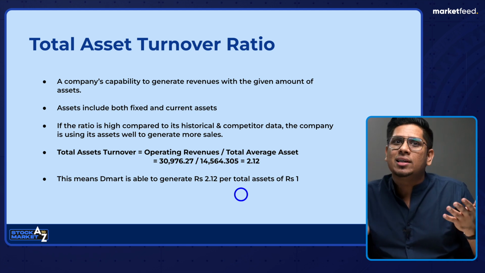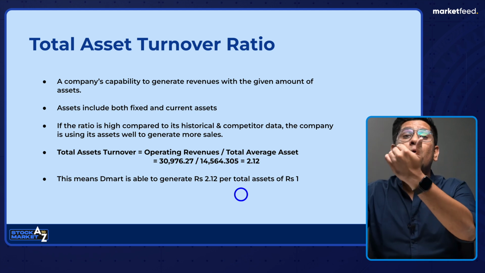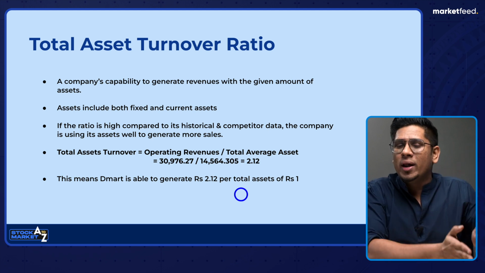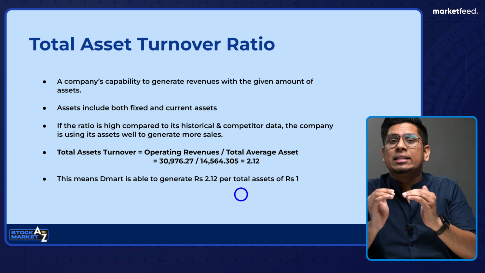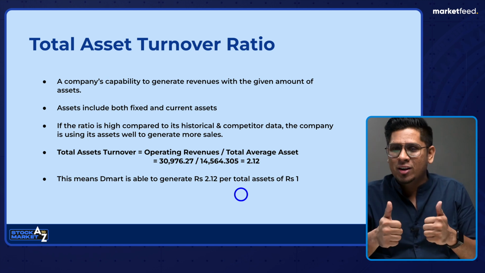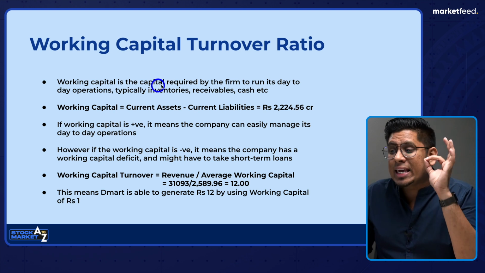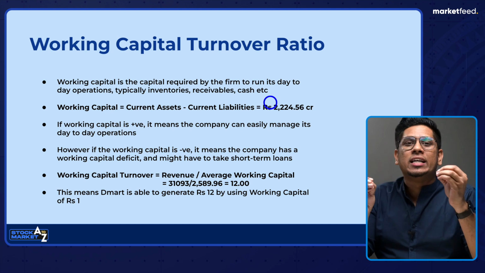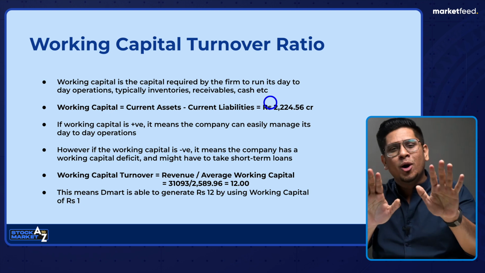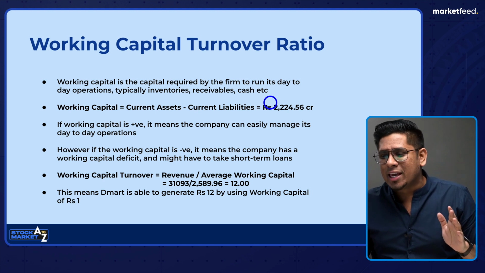It is very simple, just like the last ratio. The higher this is, the more effective and efficient the company is. The lower it is, the less efficient the company is in converting its total assets into operating revenue. Cool? Quickly moving ahead to the third ratio that we are learning today, which is the working capital turnover ratio. In order to understand it, we first have to understand what working capital is. I know a lot of you know, but let's quickly understand.